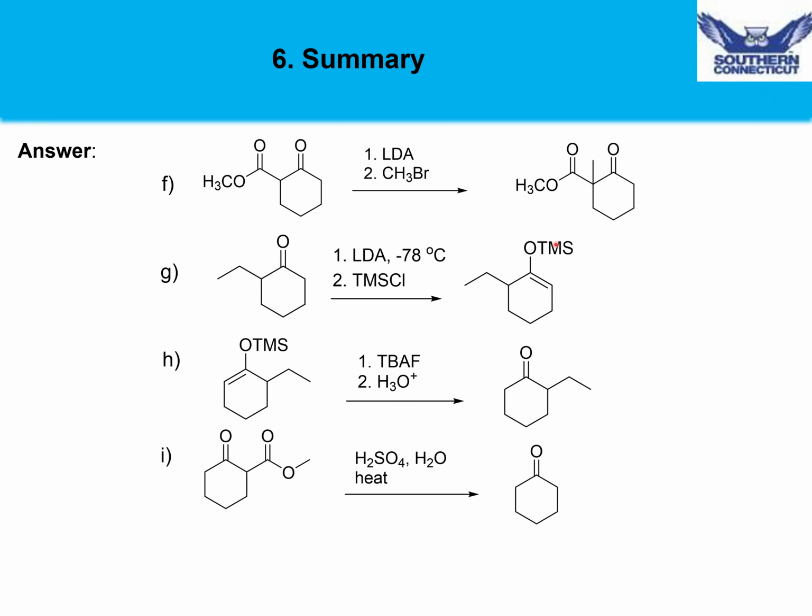Remember, TMS is short for trimethylsilyl. So it's a silicon attached to the oxygen with 3 methyl groups. In the next step, TBAF, which is a fluoride source, will remove the silicon protecting group, exposing the enolate, and then that enolate will be protonated to become a ketone.